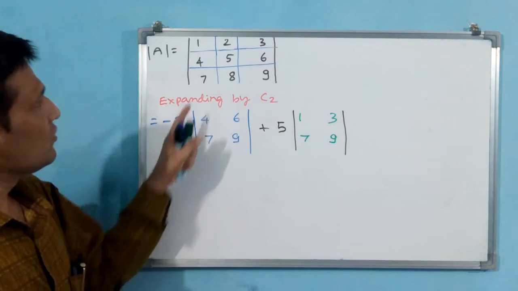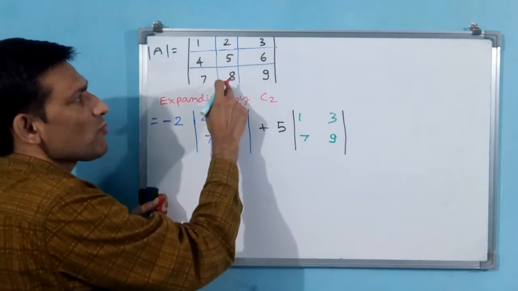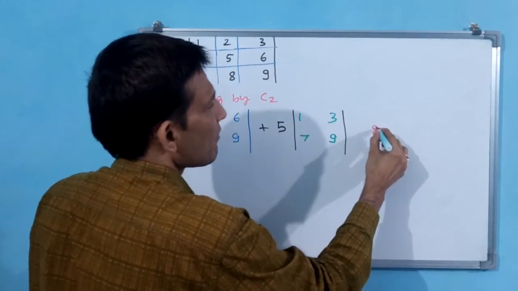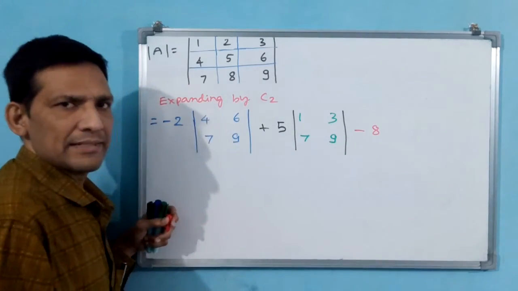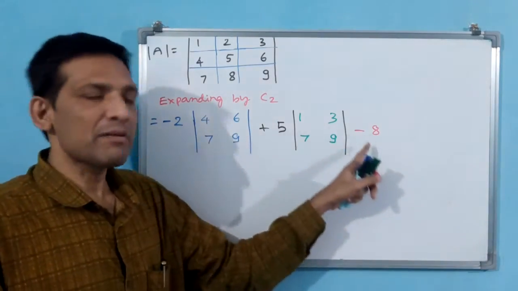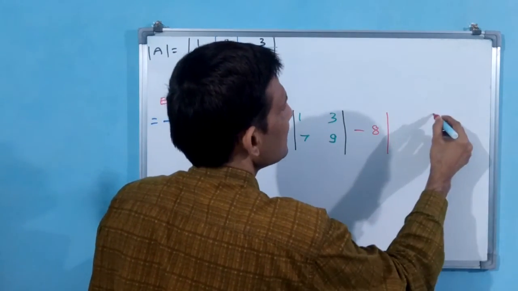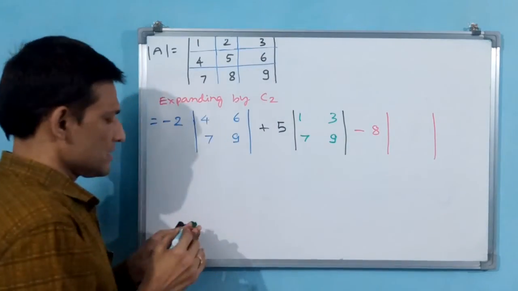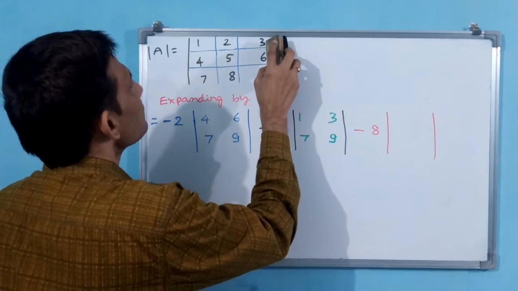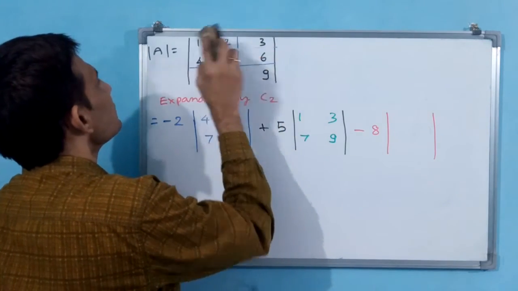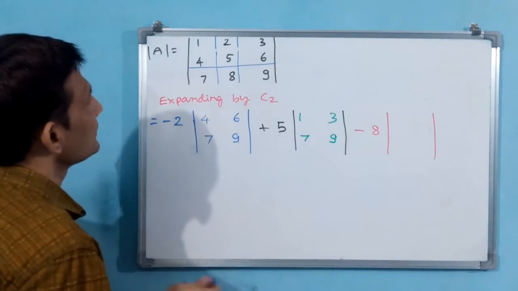Now you see, we are doing the column top to bottom. After 5 what will come? 8 will come. But what will be the symbols? Minus, plus, minus. Minus you have written, plus you have written, again minus will come. Alternate symbols will come. Okay, what will be the determinant values? This representation. Now this you remove.